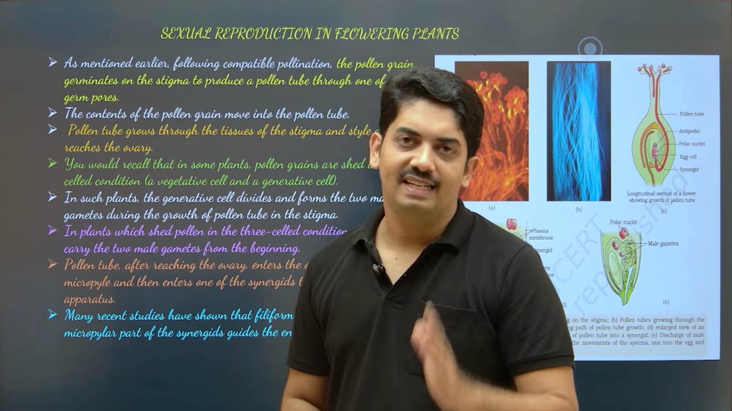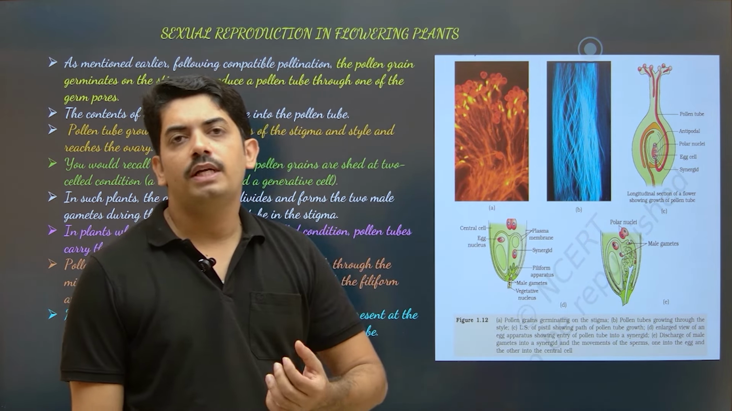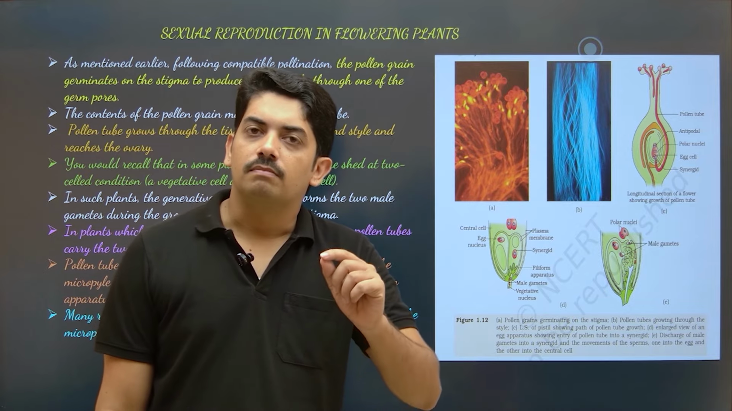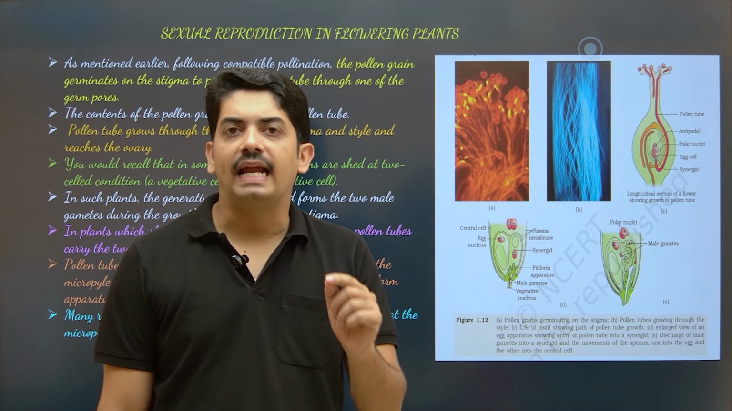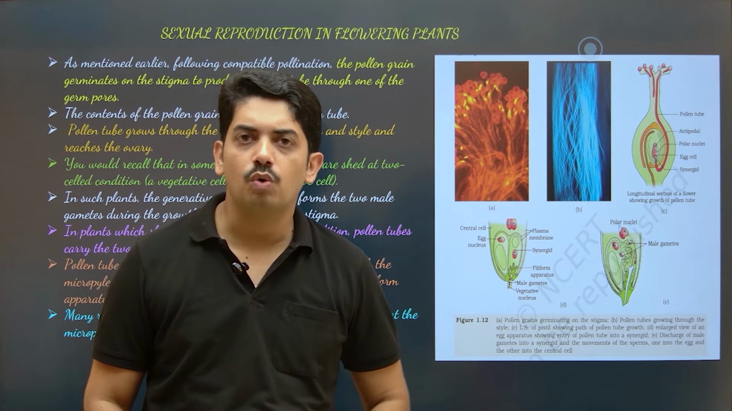This is very, very interesting actually. Just observe what happens when the pollen tube reaches the micropylar region. The nucleus which is guiding this pollen tube reaches the micropylar region and its function is over.